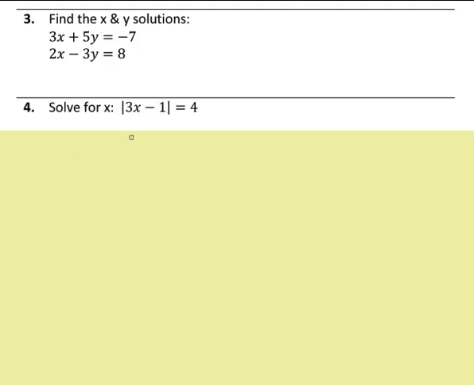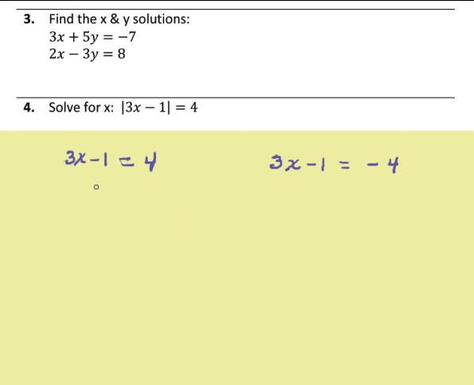In number 4, we have an equation involving absolute values, and we want to eliminate these absolute values. So we're just going to reason this out. If the absolute value of the left-hand side is equal to 4, that means what's inside here must be either 4 or minus 4. So we remove absolute values in that way. We say maybe 3x minus 1 is actually equal to 4, or maybe 3x minus 1 is equal to negative 4.